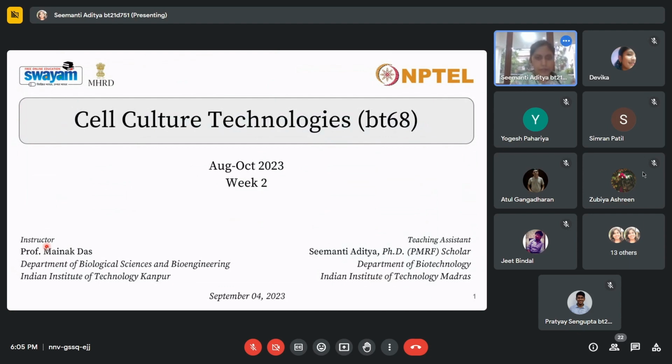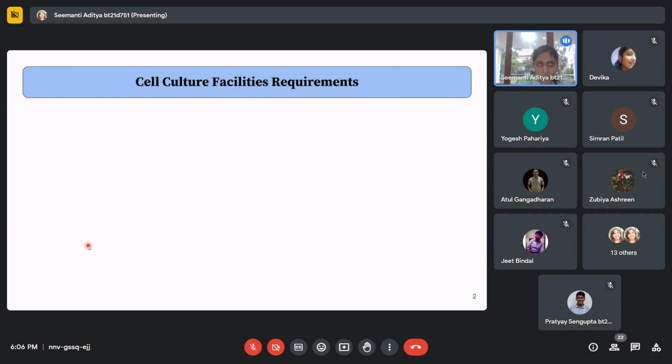So in this week's session, we'll be discussing what the different basic cell culture requirements are, what equipment we have in a cell culture lab, and what necessary precautions we need to take. What are the different kinds of issues that are generally present in all the cell culture labs around the world? So let's begin. What are the cell culture facility requirements that we have?